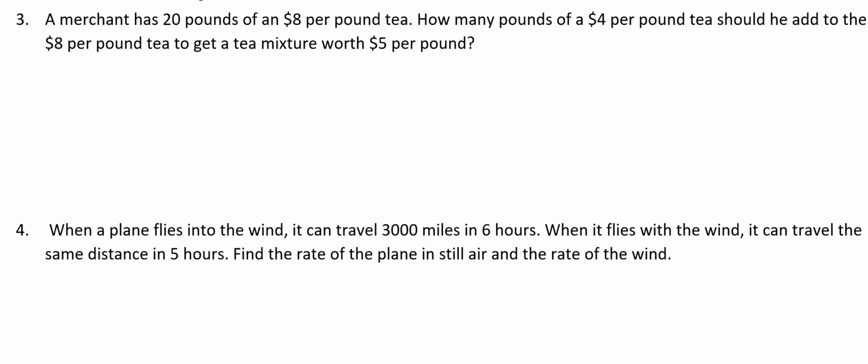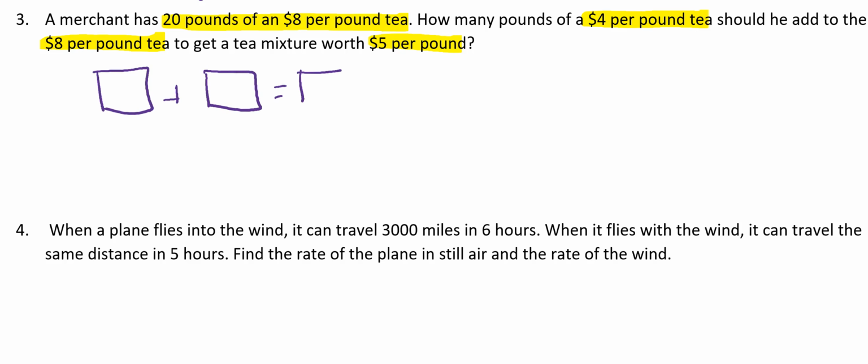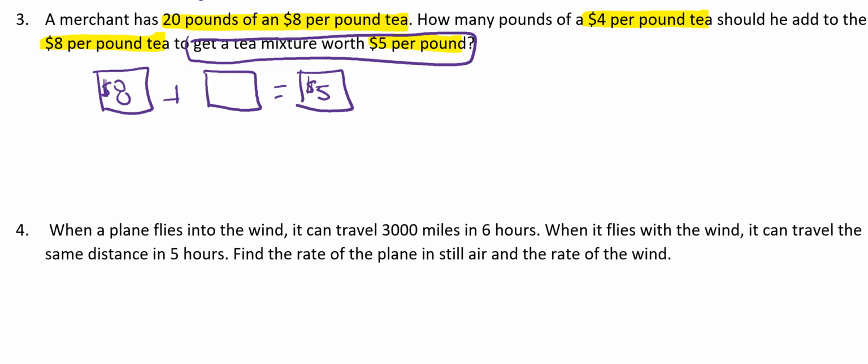Number 3. A merchant has 20 pounds of an $8 per pound tea. How many pounds of a $4 per pound tea should he add to the $8 per pound tea to get a tea mixture that is worth $5 per pound? So there's quite a lot going on in this problem. So we're trying to get a $5 per pound tea. We have an $8 per pound tea, and we have a $4 per pound tea.